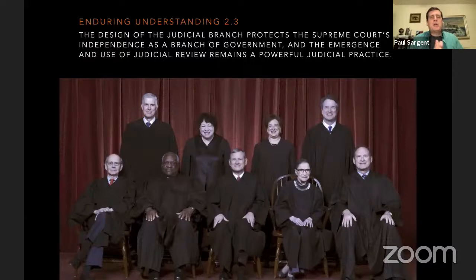All right. So here's our enduring understanding for tonight. The design of the judicial branch protects the Supreme Court's independence as a branch of government, and the emergence and use of judicial review remains a powerful judicial practice. Judicial review is going to be very important to understanding the judicial branch, because it is really the power the judicial branch has. But the way it's designed, it also preserves the independence. And it's important to understand that an independent judiciary, which is not elected by the people, is an important part of the setup of the American governmental system.